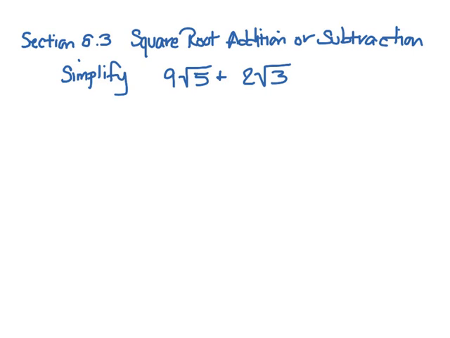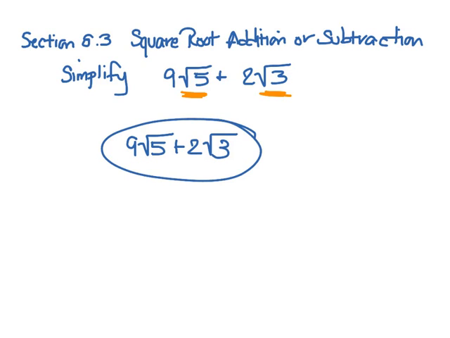So let's take a look at this one. It says simplify 9 times the square root of 5 plus 2 times the square root of 3. If I look at my radical parts, they're not the same. And if I look further, I still can't reduce the square root of 5 anymore, right? There's no perfect square in there. There's no perfect square in the square root of 3, so this is as simplified as it gets. Your answer is just going to stay 9 times the square root of 5 plus 2 times the square root of 3. Can't simplify that any further.